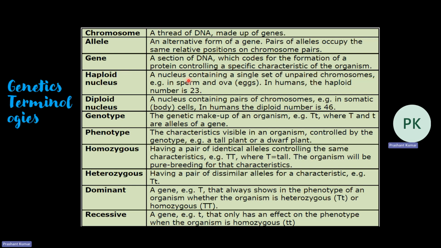Haploid nucleus means nucleus containing half chromosome number, right? Example, gamete cells. Diploid nucleus means nucleus containing full sets of chromosomes. That means in the 46 form, 2n form. Genotype is the genetic makeup of the organism. Phenotype is the physical appearance of an organism. Homozygous means when both genes of a pair are the same, like this, right? Either small t or capital T, capital T.